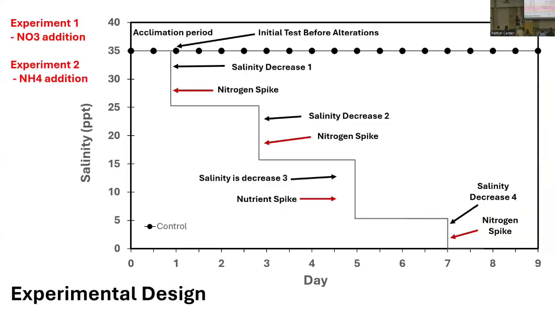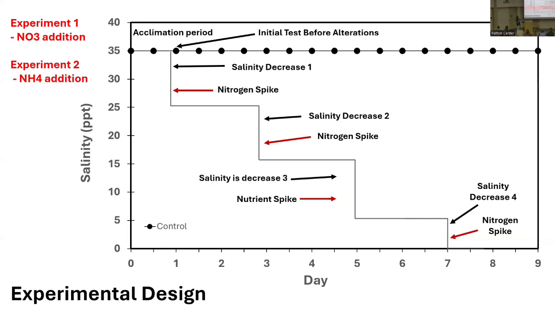So this is following the experimental design. In experiment 1, again, nitrate. Experiment 2, ammonia. So after a brief acclimation period, I decreased the salinity from 35 parts per thousand, which is like average seawater, down to 0 parts per thousand.